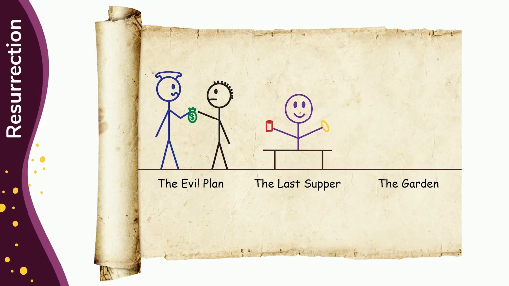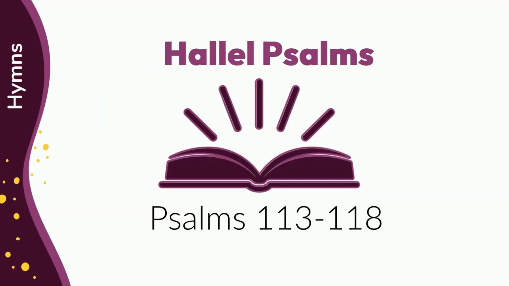Toward the end of the meal, Judas left the house to meet with the religious leaders and betrayed Jesus. After the dinner, Jesus and the other disciples sang hymns. The hymns they likely sang were from the Hallel Psalms, Psalms 113 to 118, songs of praise for God's deliverance. After singing the hymns, they walked to the garden.